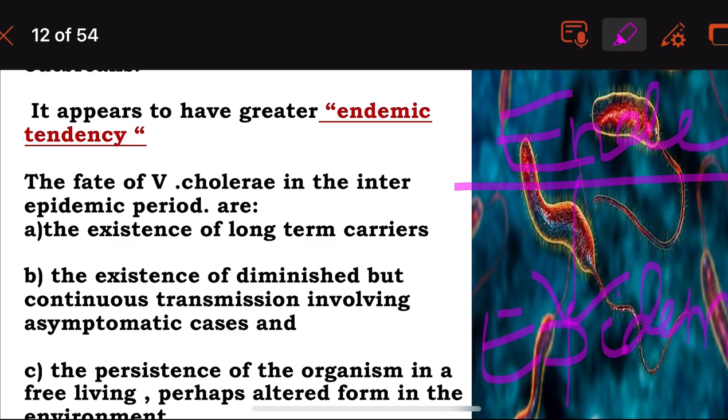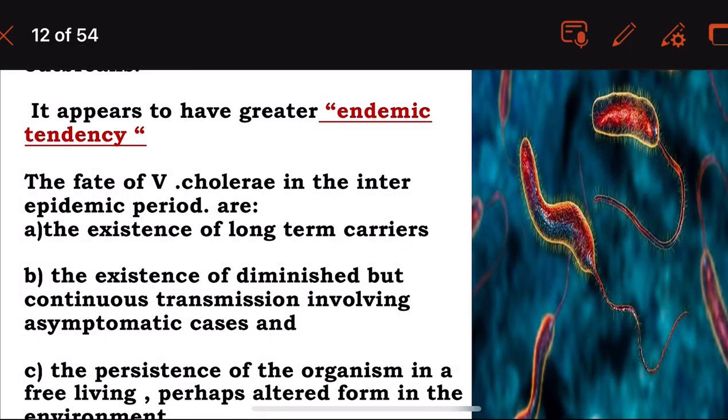During this interval, the existence of long term carriers is seen. A carrier is somebody who does not have visible signs and symptoms, but keeps shedding the organism in the environment. There is the existence of diminished but continuous transmission involving the asymptomatic cases as well. There are a few cases which have no visible signs and symptoms, so these asymptomatic cases are also causing continuous transmission. There is also the persistence of the organism in a free living, perhaps altered form in the environment. It appears in the environment in an altered form.